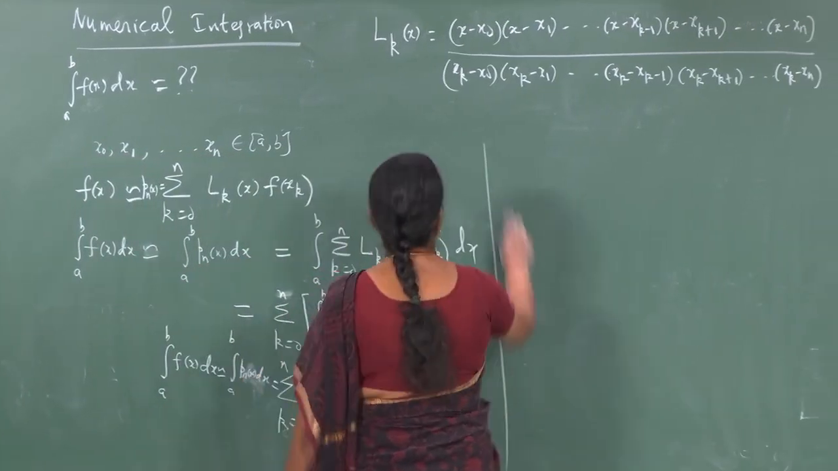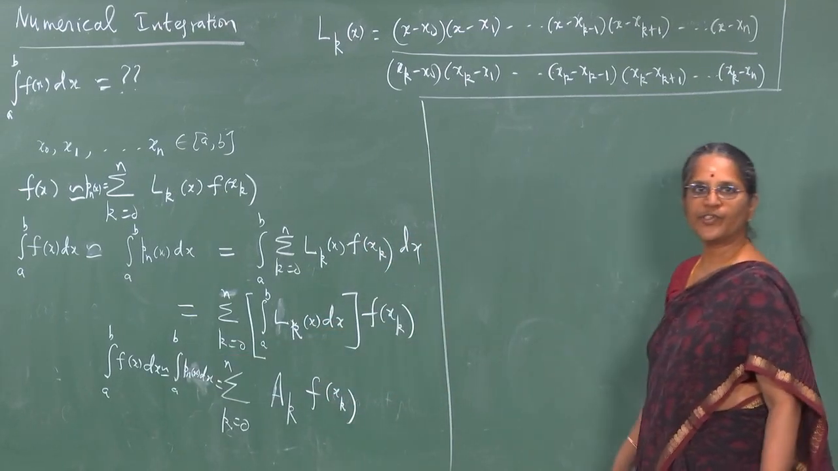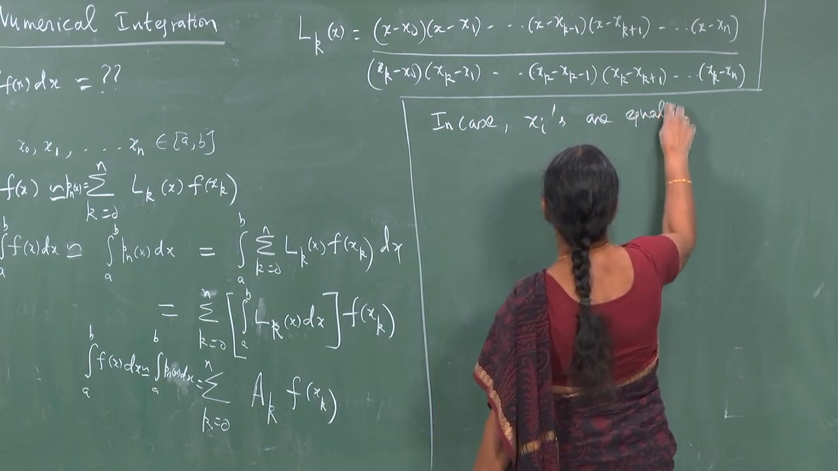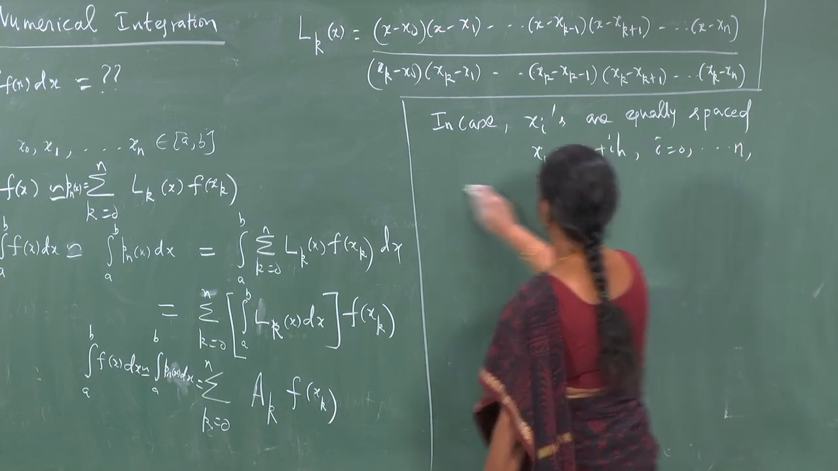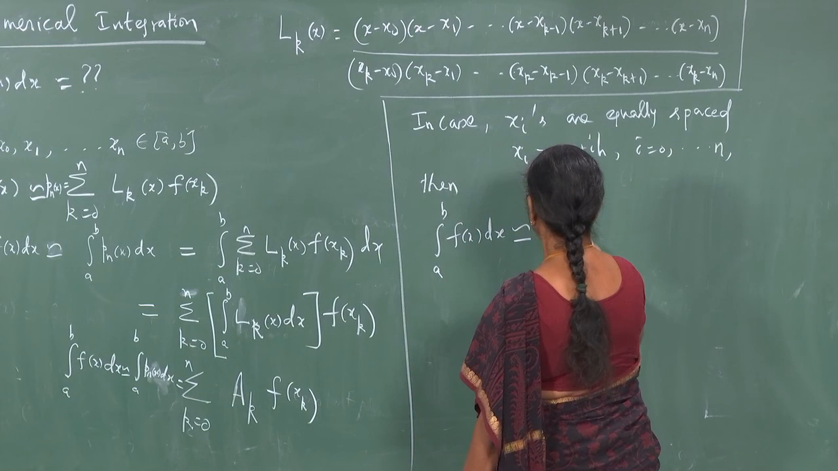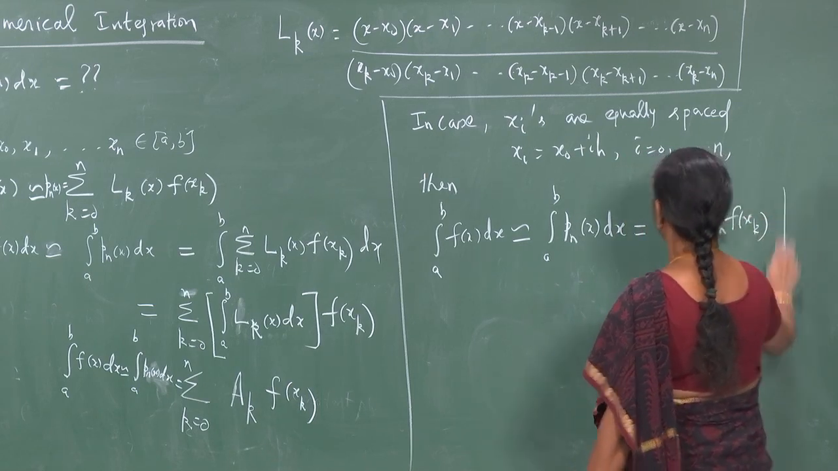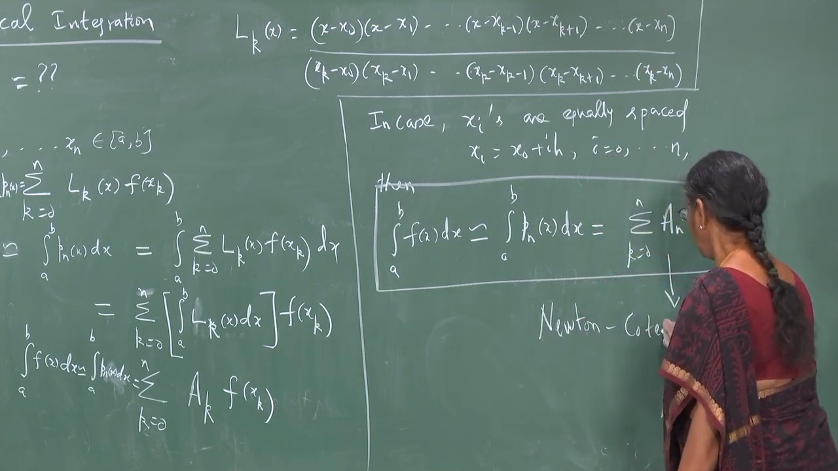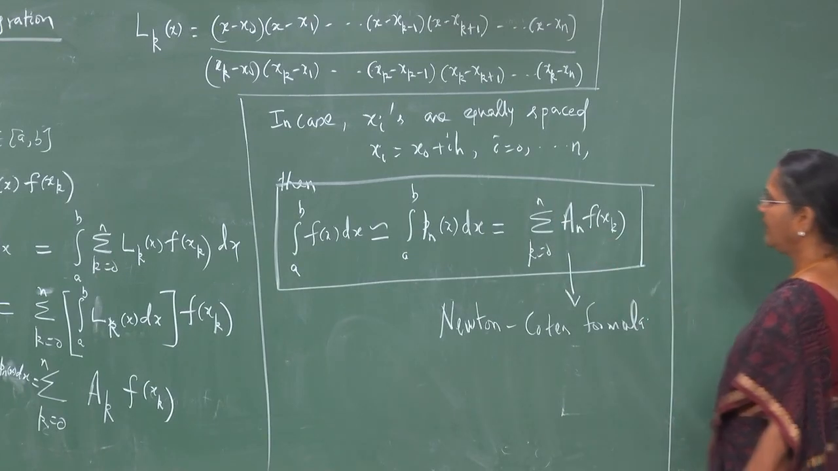In case the points x naught, x 1 etc. are equally spaced, then the resulting method is called Newton-Cotes formula. So, in case xi's are equally spaced, namely xi is x naught plus ih for i equal to 0, 1, 2, 3 up to n, then integral a to b f of x dx, which is approximated by integral a to b Pn of x dx, which is equal to sigma k equal to 0 to n a k into f of x k. This is called Newton-Cotes formula.